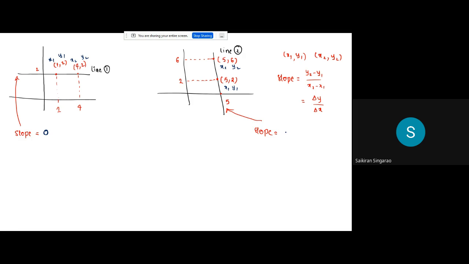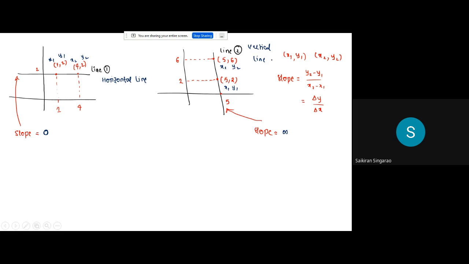Line 2's slope is? 1 minute, sir. y2 minus y1 is 4, x2 minus x1 is 0, so 4 by 0. Undefined, sir. Infinite, right? Very good. So what line is this, sir? Is it a horizontal line or a vertical line? The first line is a horizontal line. Very good. The second one is basically a vertical line.